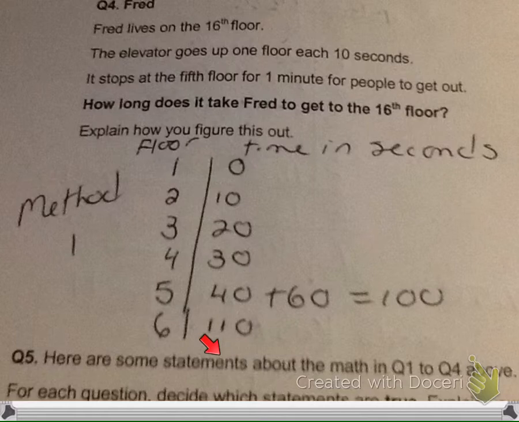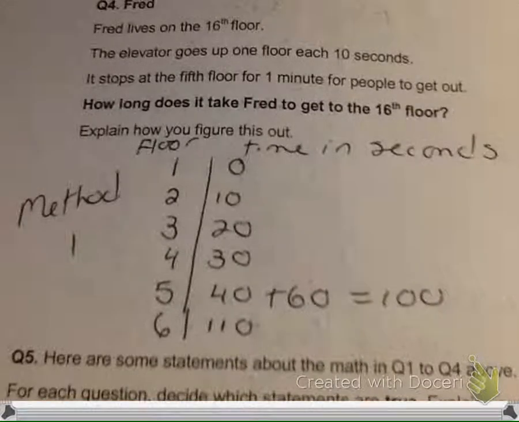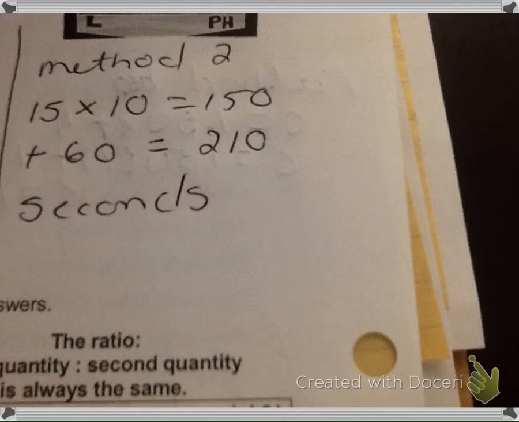110, 7 will be 120, and so on. That's the first method. The second method would be to go 15 times 10, which is 150, and then add 60, which is 210.